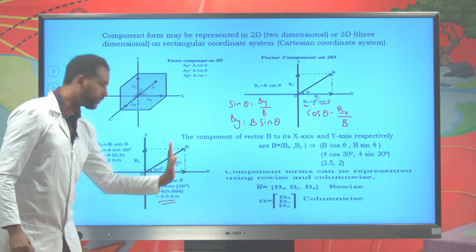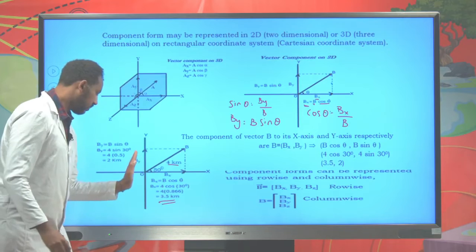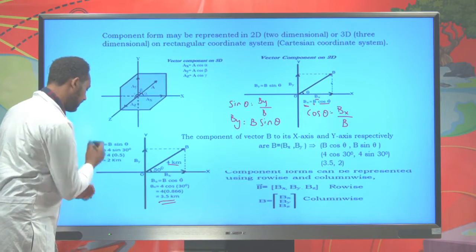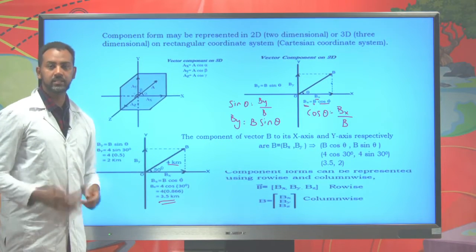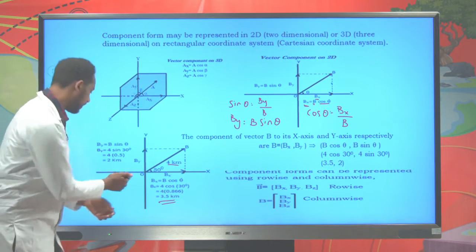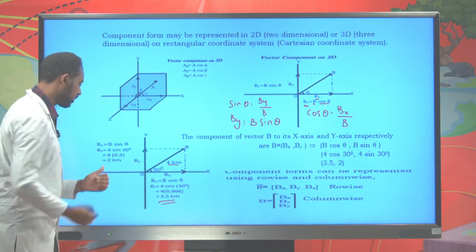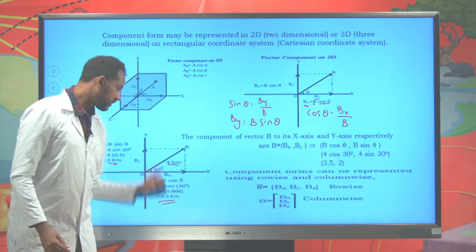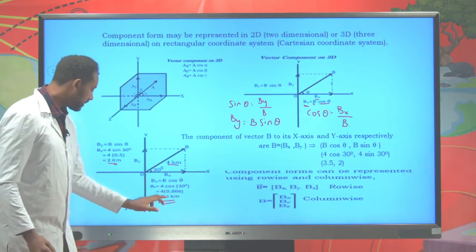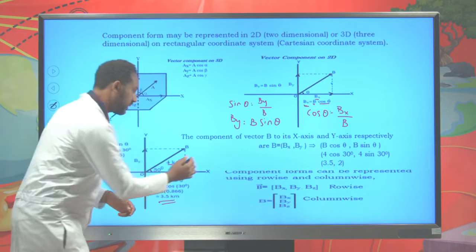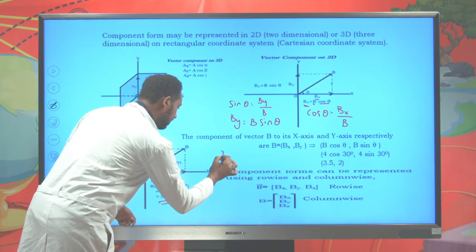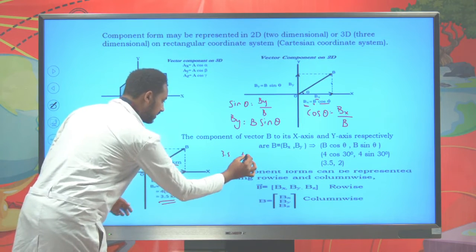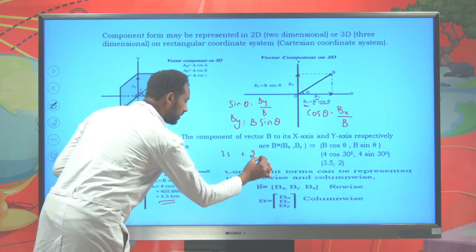It's also possible to find the y component, which is B sine theta. B is 4 kilometers, and sine 30 is 0.5, or 1 over 2. Therefore, 0.5 times 4 gives us 2 kilometers. Here you have 2 kilometers, and here you have 3.5 kilometers. The summation of these two gives us 4 kilometers, which means 3.5 kilometers along the x-axis plus 2 kilometers along the y-axis.